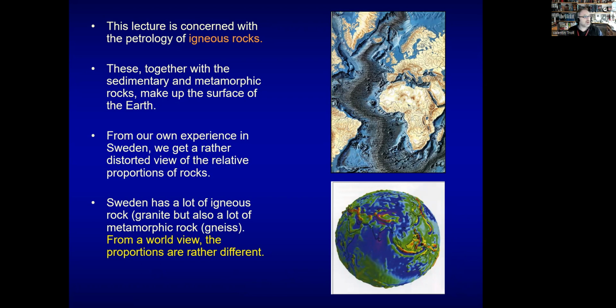Igneous is from Greek fire, and therefore it is rocks formed by fire, if you will, so magmatic rocks, in other words. These, together with the sedimentary and metamorphic rocks, make up the surface of the Earth. From our own experience, certainly in Sweden, we get a rather distorted picture because there the proportion of rocks is not the same as on a global level. Sweden has a lot of igneous rocks, mainly granites and granitoids, but also a lot of metamorphic rocks, gneisses, for example, and there is a different proportion than we see on a global level.